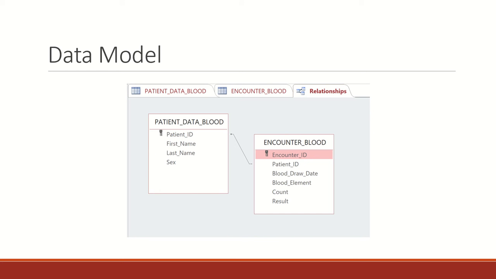My data model involved the creation of a database containing two tables. The first table, titled Patient Data Blood, contains important patient demographic information. Each patient gets a unique patient ID, which is used to join the second table, titled Encounter Blood. The Encounter Blood table contains every patient encounter at a laboratory for blood testing. Each visit gets its own unique encounter ID. These unique IDs are important for lookup.